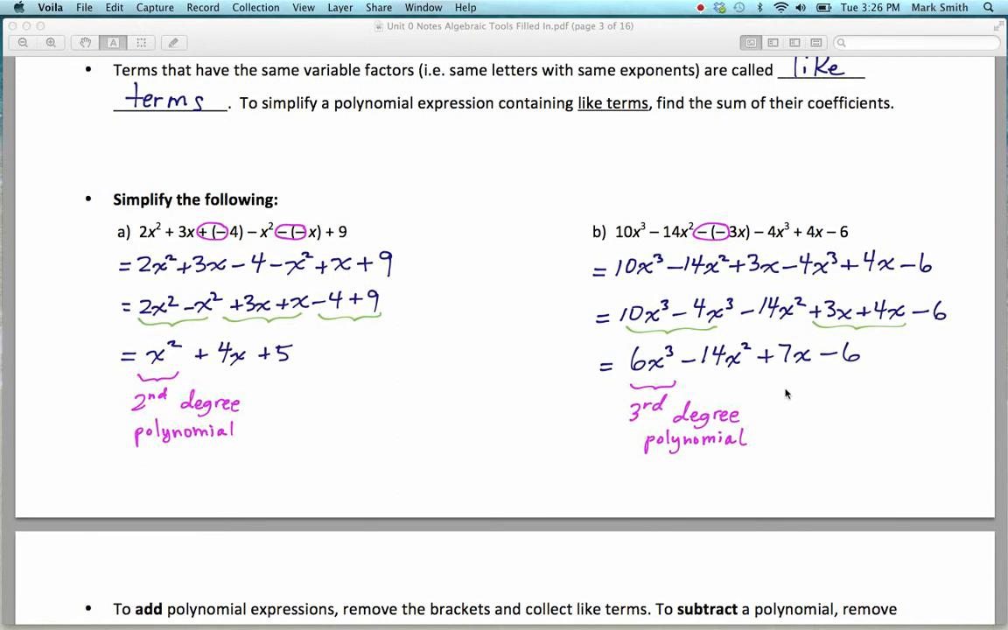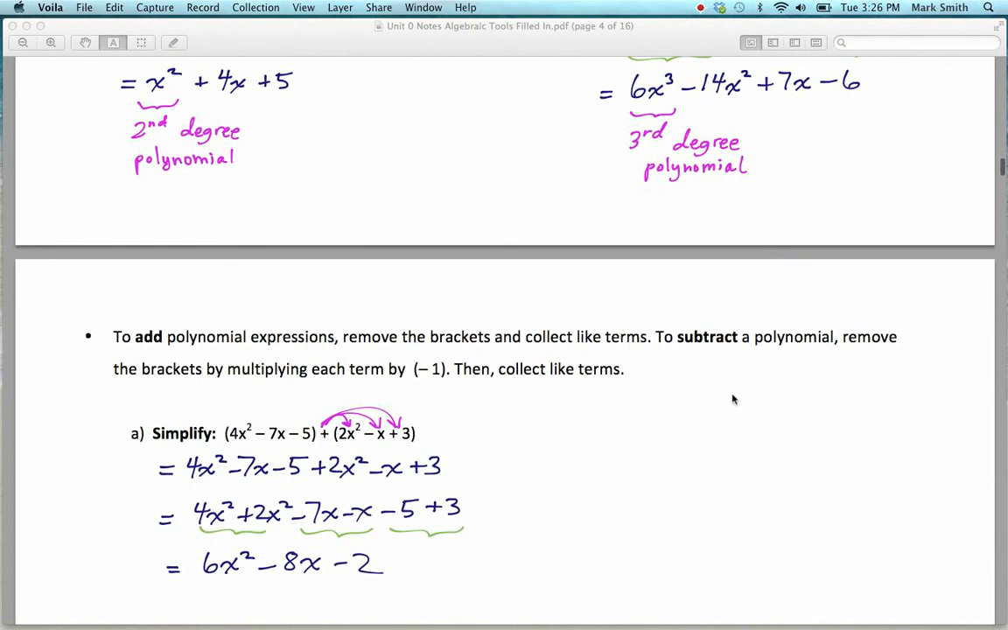We combine them, gather our like terms, and we end up with a 3rd degree polynomial, noticing that we're following convention, going 3, 2, 1, and then x to the 0 if it were there. Which it is, we just don't see it.